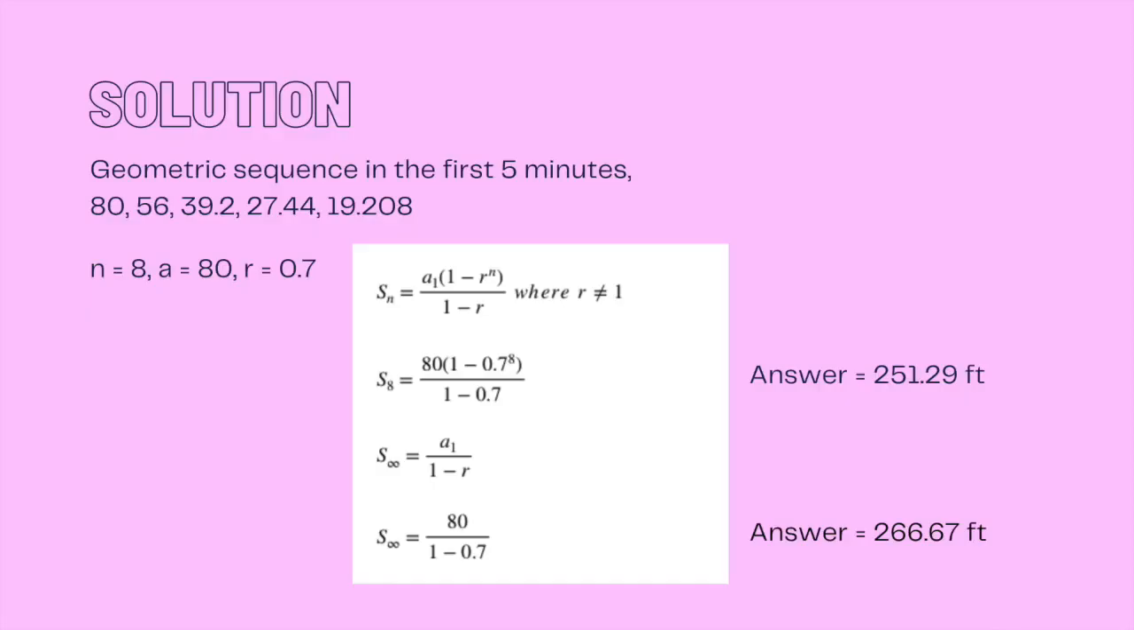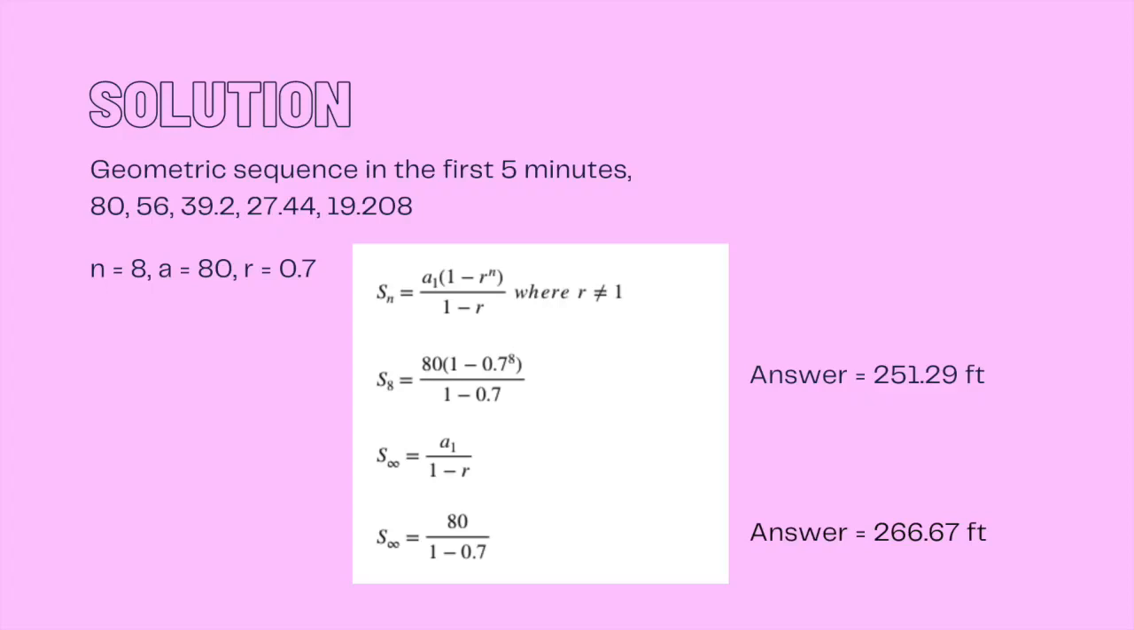For the second problem, we know that it is a geometric series problem. First, we state the geometric sequence in the first 5 minutes. Then, we identify what is a, r, and n. For the first question, we use the sum of geometric series formula, which is Sn equals a times (1 minus r to the power of n) divided by (1 minus r). After we put in the values, we get 251.29 feet.